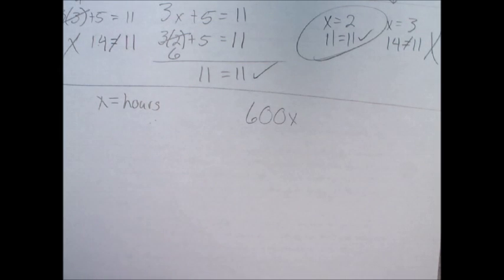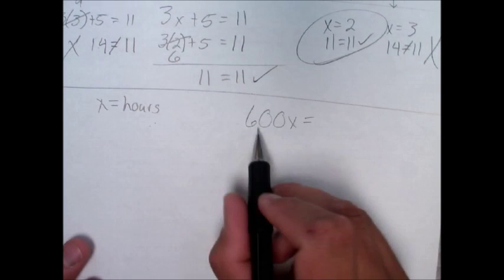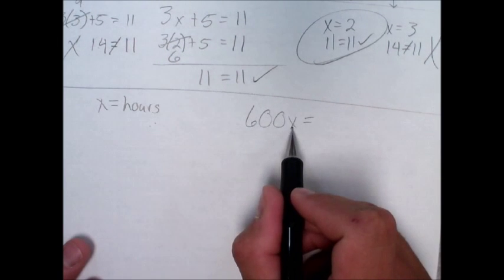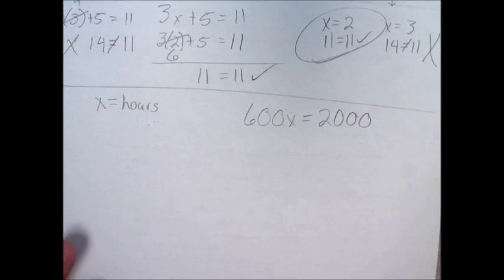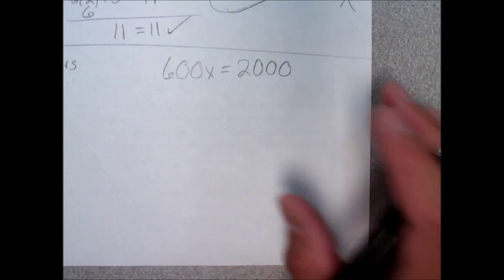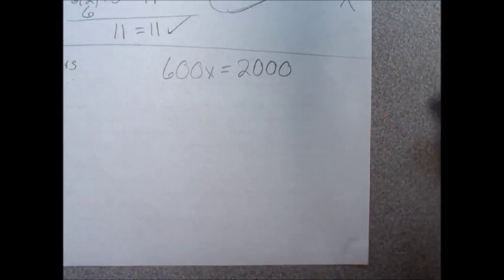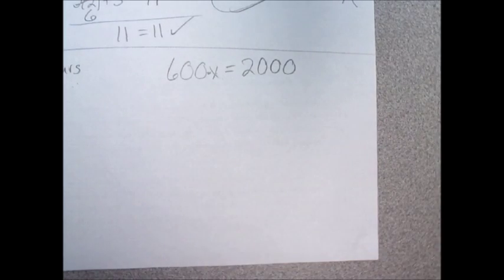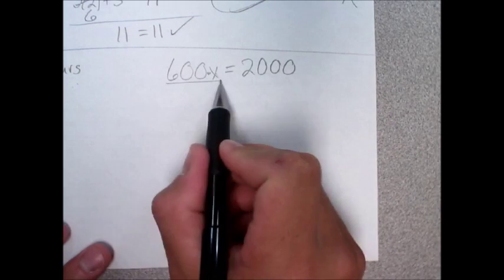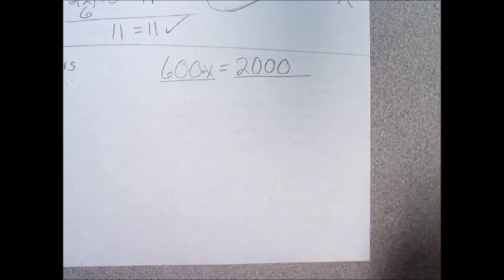And we're going to solve this equation. So if it flies at 600 miles per hour, this is x as in hours, and we need to fly 2,000 miles, we're going to solve that problem. How do I get rid of a coefficient in a multiplication problem?